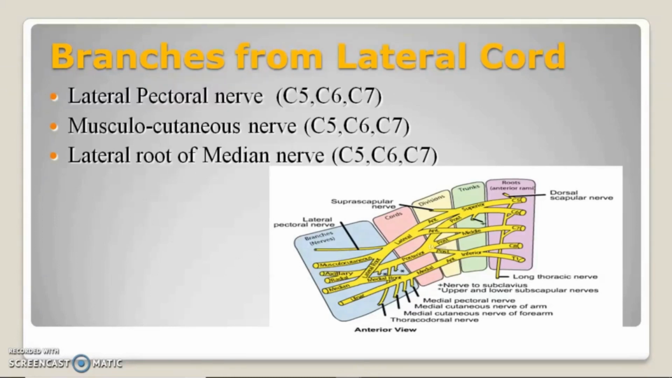About these branches we will deal later along with their supply to muscles. When we are dealing with muscles and their particular region, at that time we will deal with these nerves, how they supply the particular muscle and the particular area. Now we will just see the names of the branches coming from the brachial plexus.